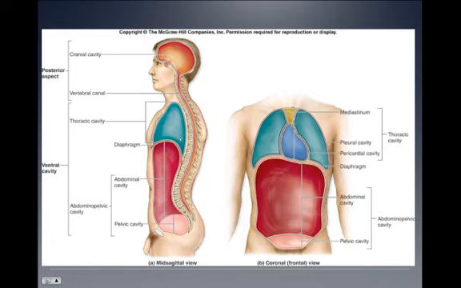Now, we'll get into the fact that we can break down the thoracic cavity here into these different smaller cavities that are going to be these double membranes that surround certain organs. So we'll talk about the pleural cavity in a minute here, the pericardial cavity, and the abdominopelvic cavity here.